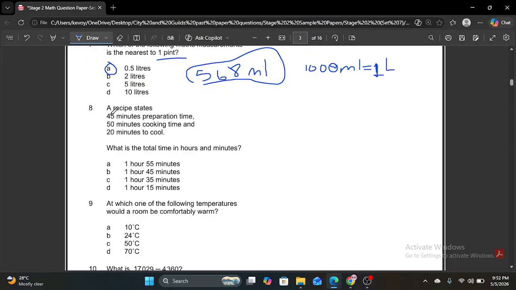Our recipe states 40 minutes preparation time, 50 minutes cooking time, and 20 minutes to cool. What is the total time in hours and minutes? How many minutes make an hour? That's 60. So let's add everything together and see if we can take out the 60 and see what's left.